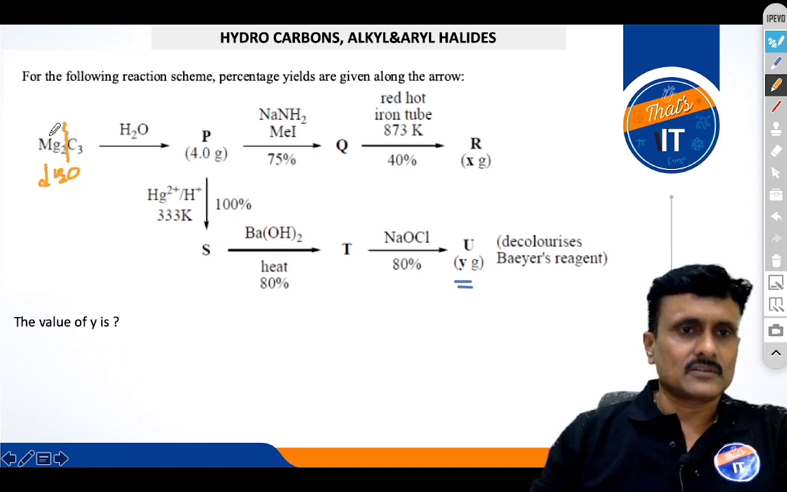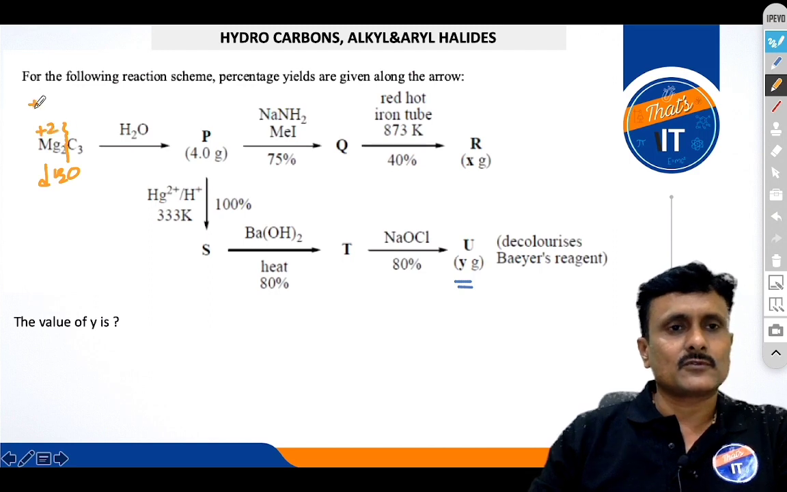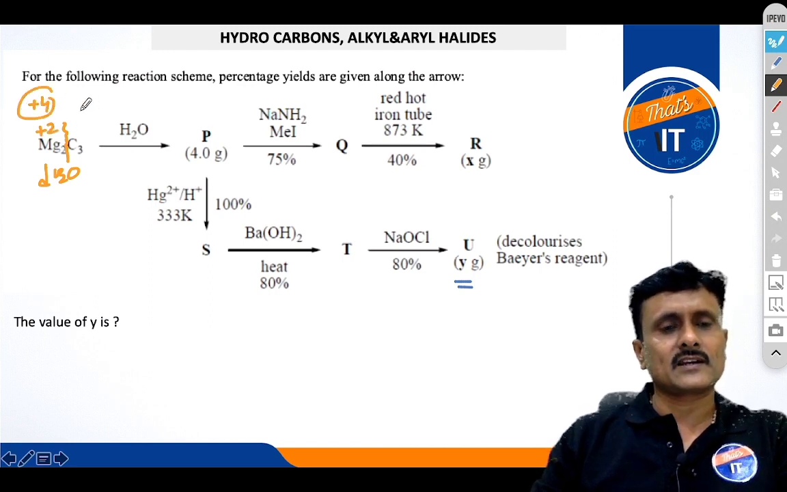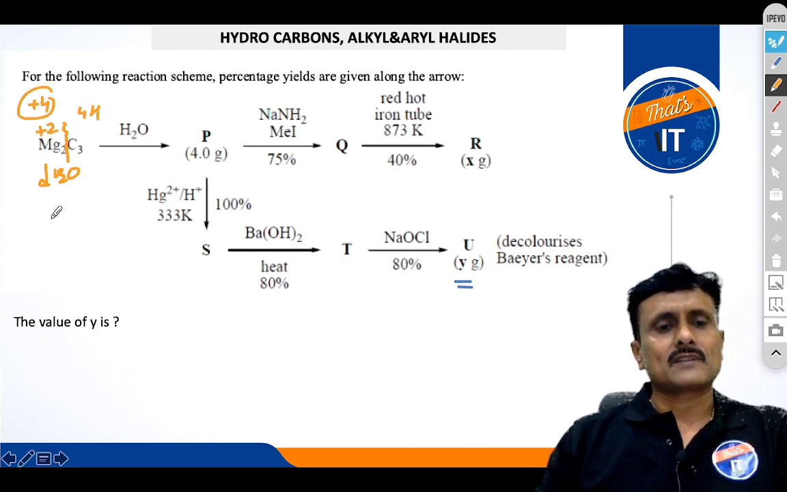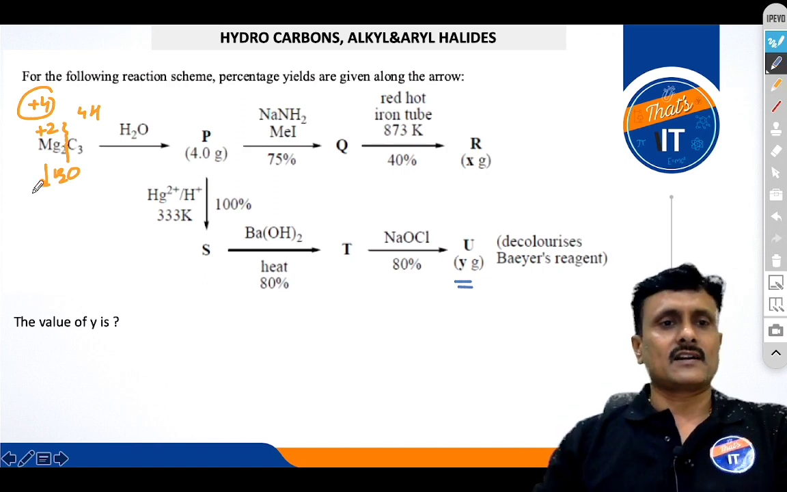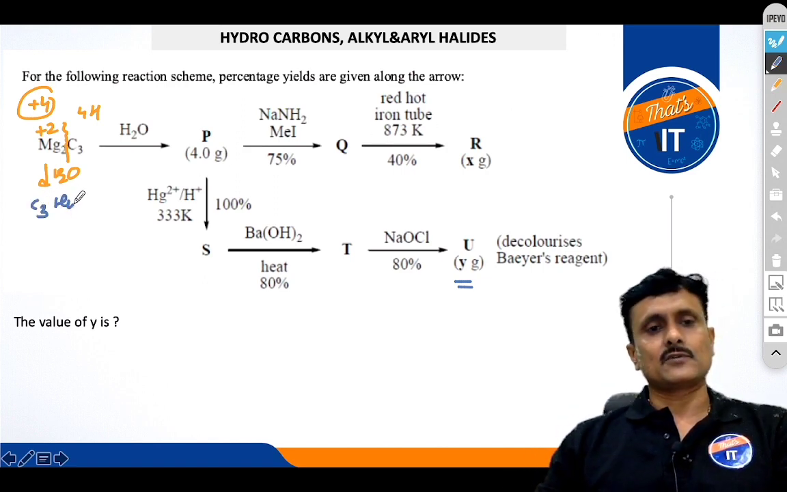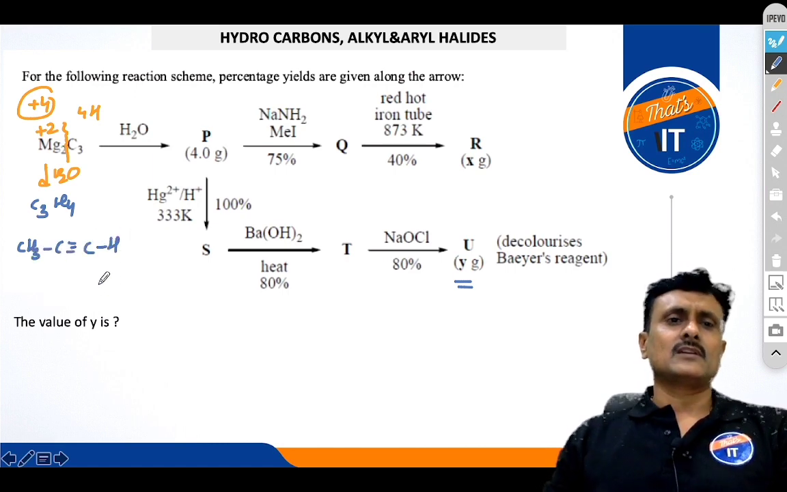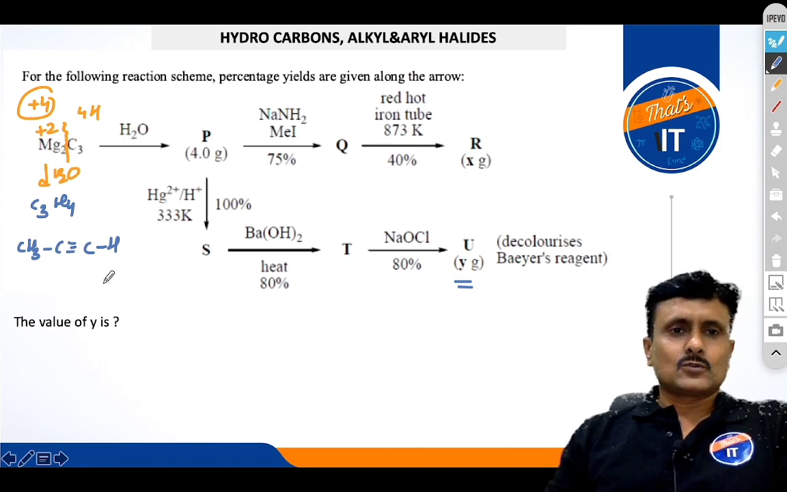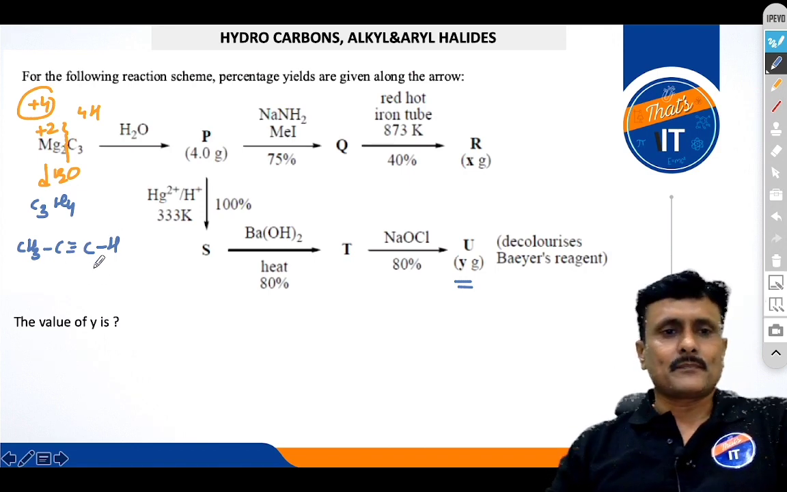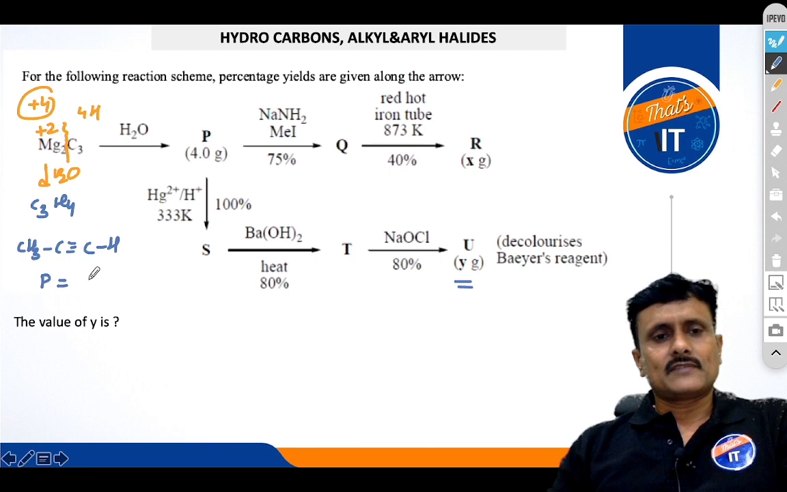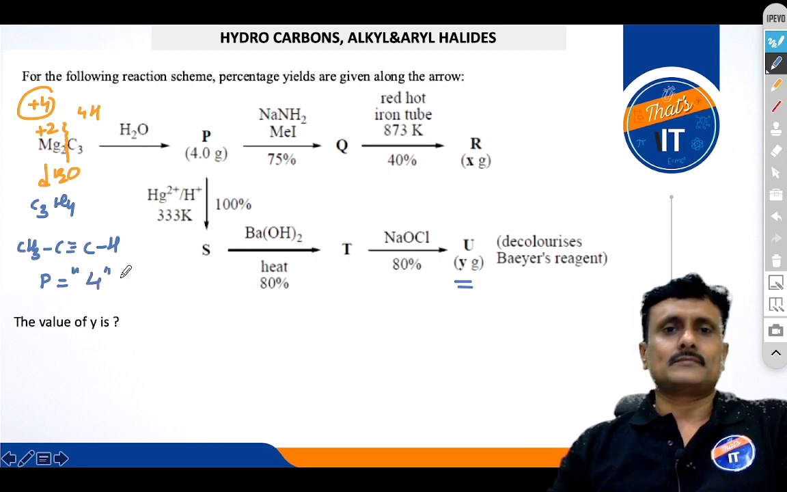You know how to write the products, isn't it? The total charge on this side is 2 into +2, that is +4. So you have to add that many hydrogens here. So the product that is obtained after the hydrolysis of this is nothing but C3H4, which is propyne. So it is propynide. Alright. So you will be getting propyne. So this is your P. How many grams of that is being taken? 4 grams.